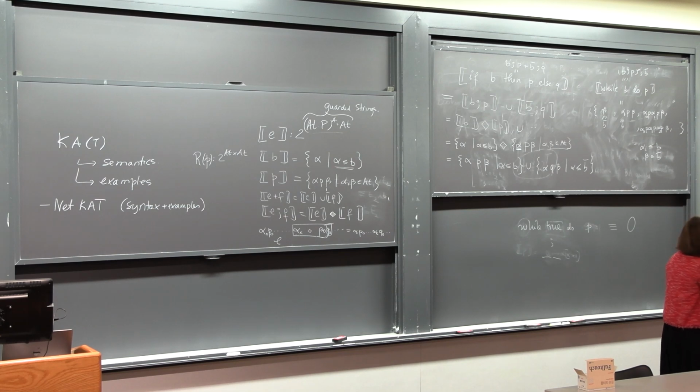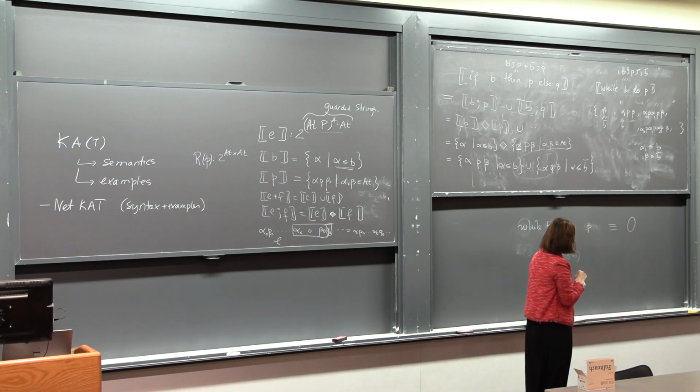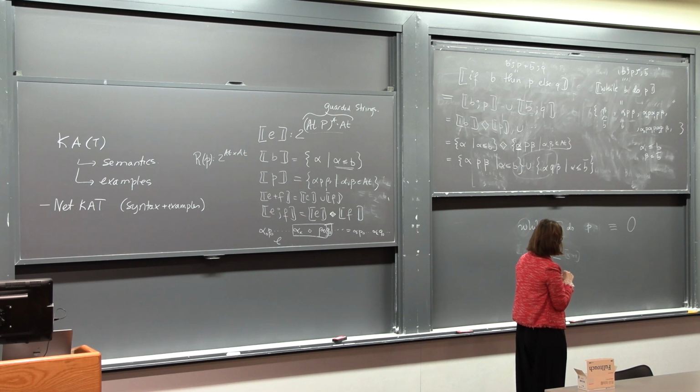Could you argue that because B is true in the system, and we concatenate a while loop with not B at the very end, the entire thing becomes 0? That's exactly how you prove that these two things are equivalent. Yeah.